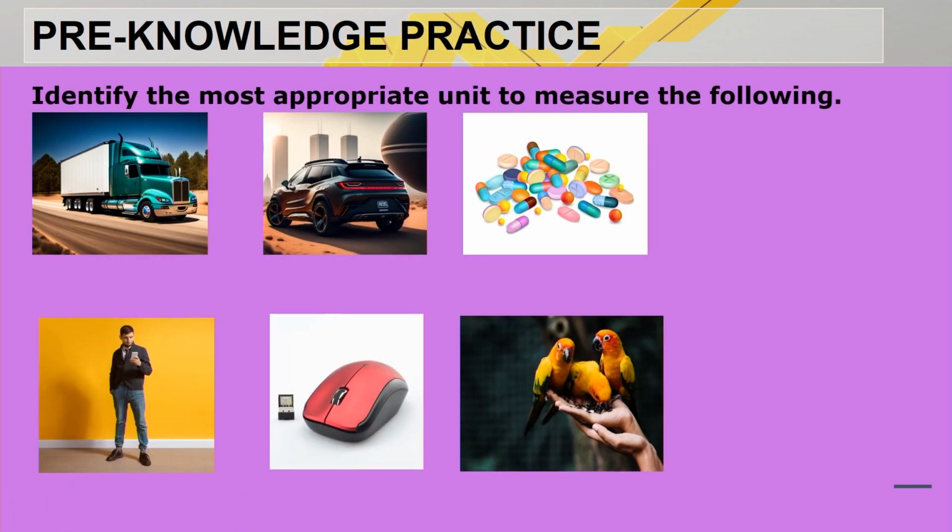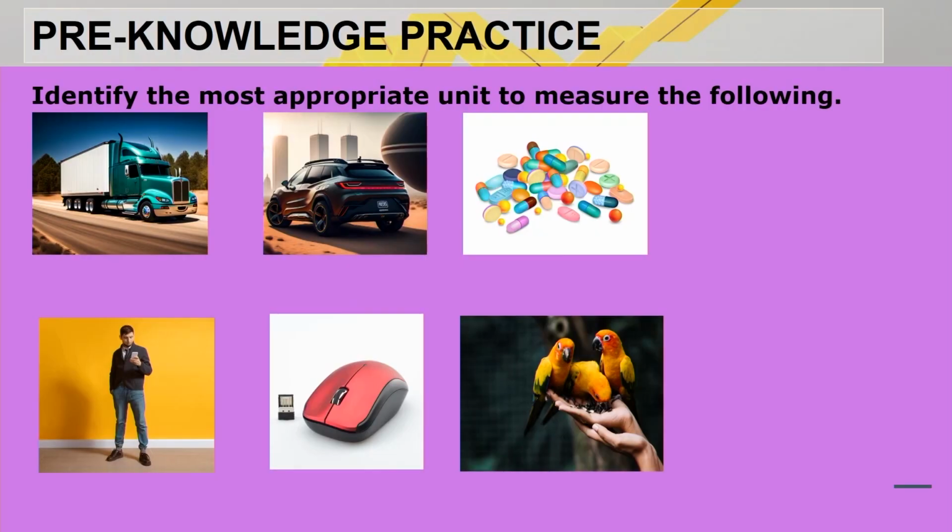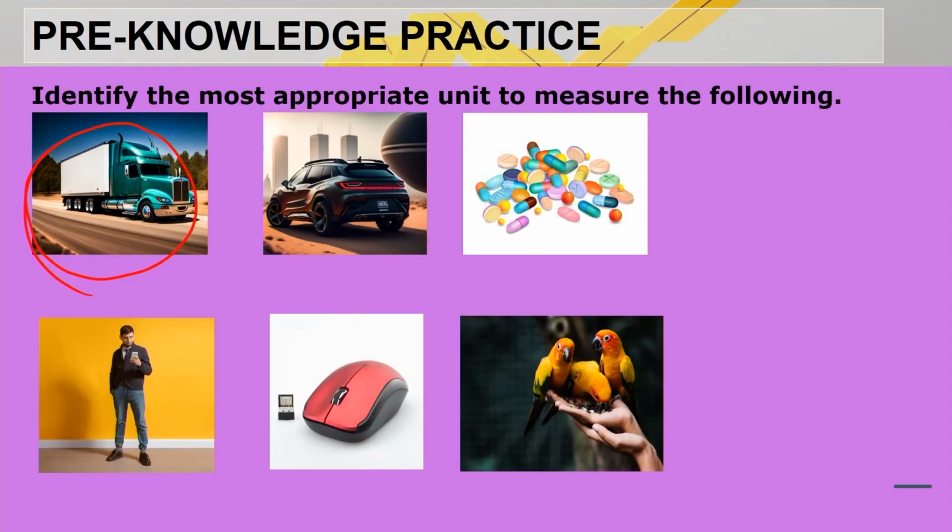Let's look at some questions. Identify the most appropriate unit to measure the following. So when we measure, we're thinking of length and also mass. If we look at a truck, the truck is quite big and it is quite long. So what will it be? A truck will be measured in meters, its length, and tons in the mass section. Then going on to the car, again we will measure it in meters and kilograms.